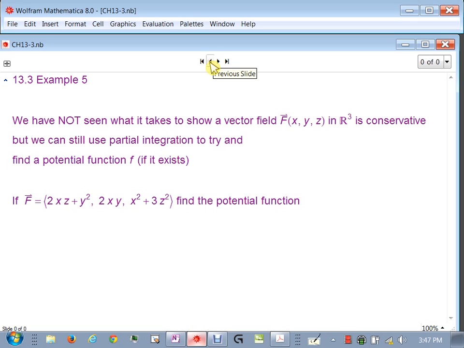Then, in order to use the fundamental theorem of line integrals to compute a line integral, I need to know what little f is, which means I need to be able to figure out what the potential function is for that vector field. It's a three-dimensional vector field, though. But we use the same process, partial integration. But it's much more complicated here. All right, so let's go through this one. You ready? Let's say we have our vector field, x squared plus 3z squared.